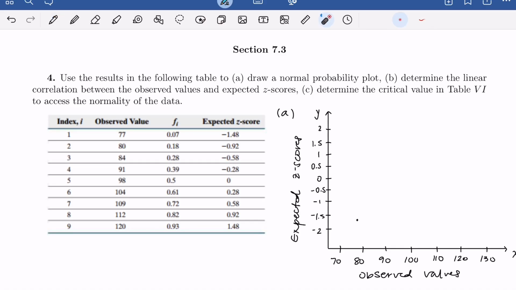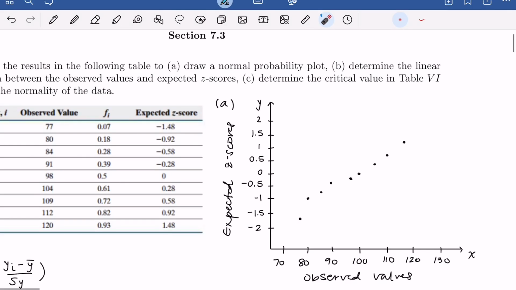Our next point is our observed value is going to be 80, and our expected z-score is going to be -0.92. So we're going to go 80 up to -0.92. So that'll be just above -1 here, since -0.92 is bigger than -1. So we're going to repeat this process here, and I'll fill in the rest of these points. Okay, so filling in the rest of these points here, this is our normality plot for part A.